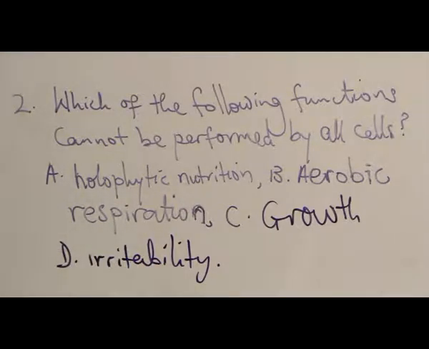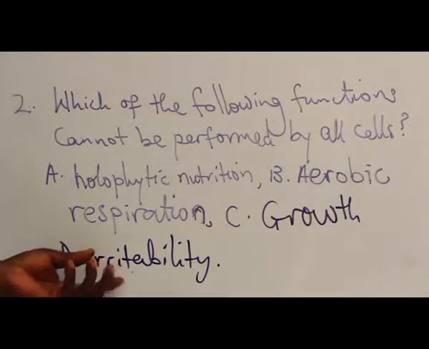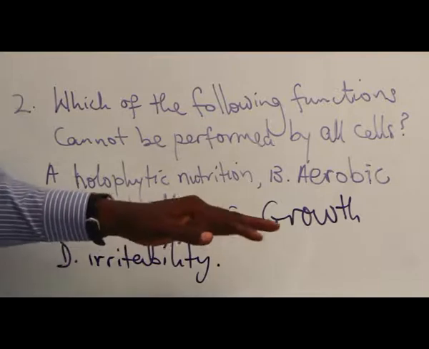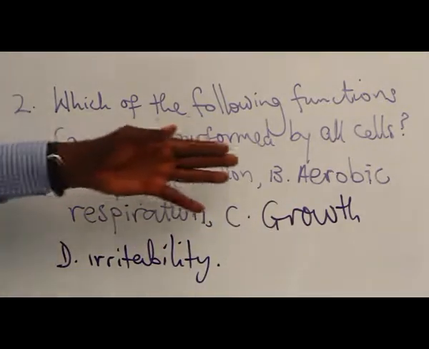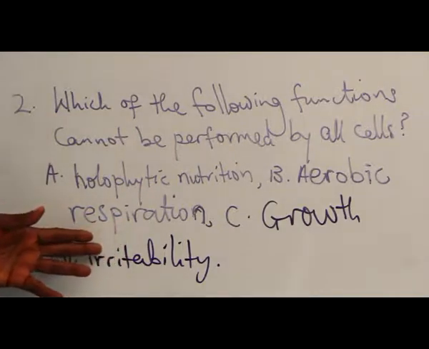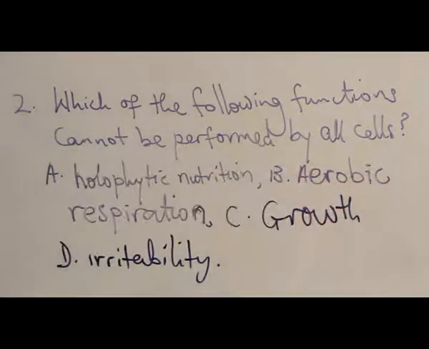Let's start from D. Irritability is ability to respond to stimulus, in other words, to feel. You can see plants reacting to sunlight and so on. There's even a sensitive plant, when you touch it, it will fold the leaves. Growth: both plants and animals grow. Respiration, yes. Every living thing carries out respiration. This is respiration involving oxygen.